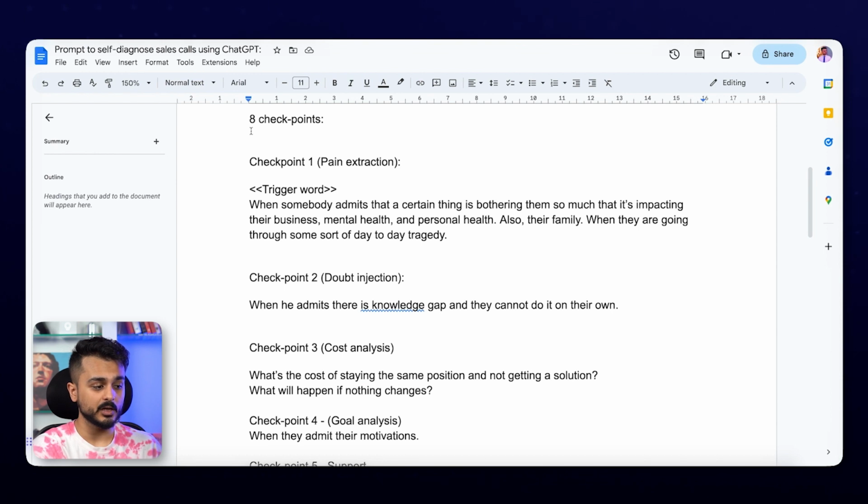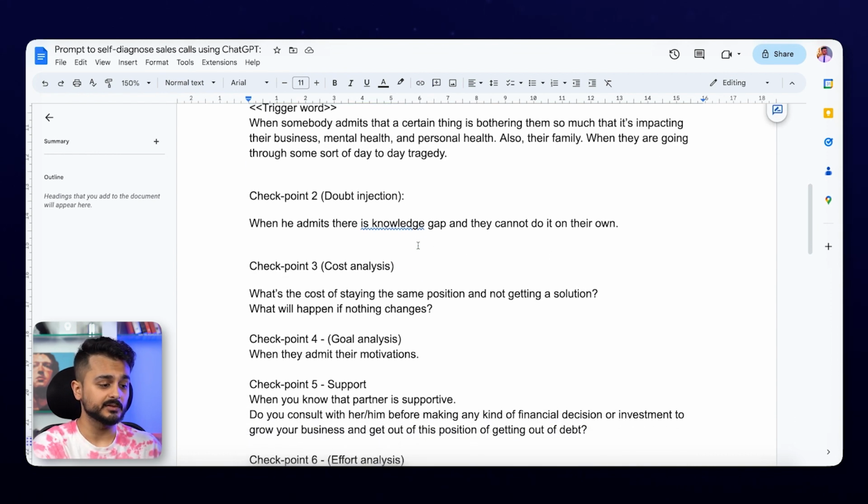And if these 8 checkpoints, or even one of them, is missing, then it can turn into an objection. And it's very difficult to counter that when that objection comes. So it's best to cover these beliefs in advance.